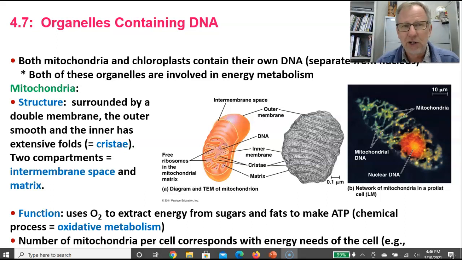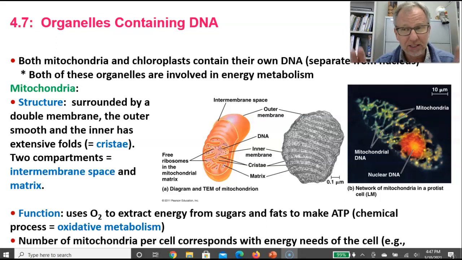What are mitochondria used for? What's their function? They use oxygen. This is why we breathe. It's the only reason why you breathe, is to supply oxygen to your mitochondria. They use oxygen to extract energy from sugars and fats, two energy-rich molecules, to make ATP. ATP is a little energy molecule that powers all the processes in cells that need energy.